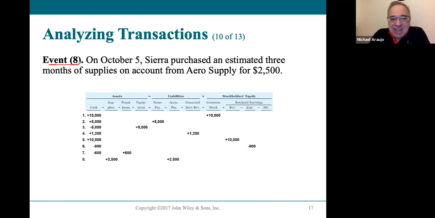Event number 8 here. We purchased supplies on account, right? So we bought them. We got the supplies, but we got a bill to pay now, right? $2,500 bill, not cheap. So we thought about this. We said, okay, we got a lot more supplies, so we have an increase in supplies. But now we have that bill to pay. It's a general bill, so it's accounts payable. And we have more of that. So who's next in line to come and talk to me like an accountant, please?